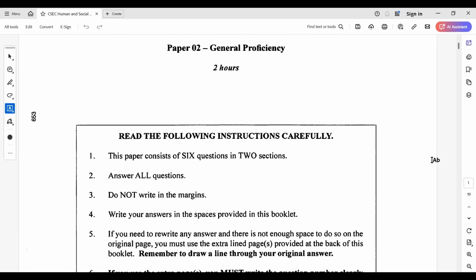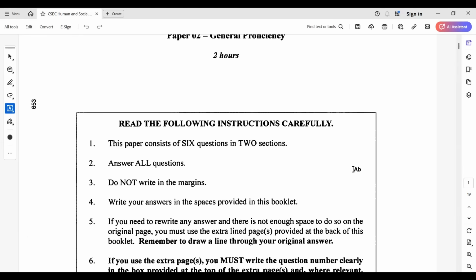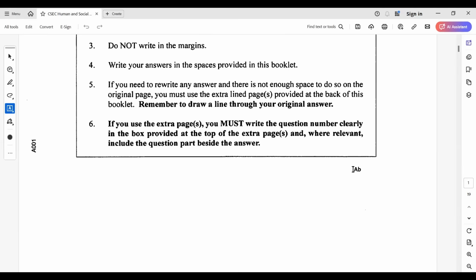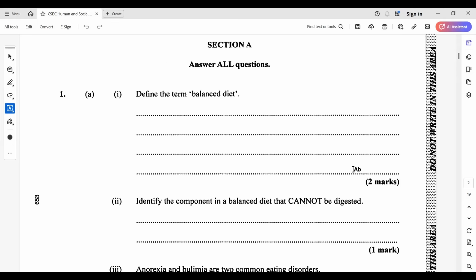It tells you 2 hours, and the paper has 6 questions, and you are expected to do all 6 questions, even though the 6th question comes in 2 sections. Yeah. So let's start off with question 1.